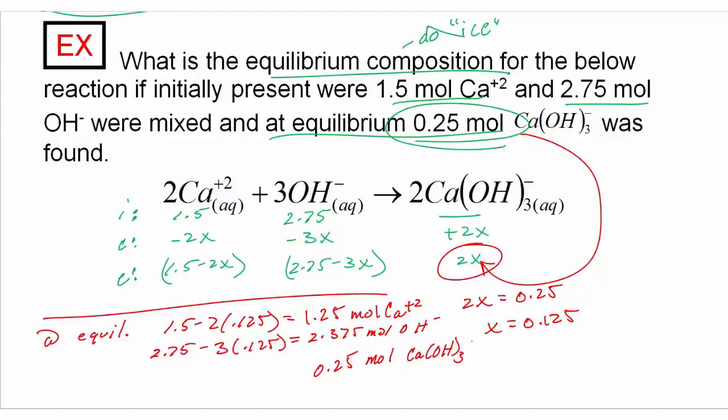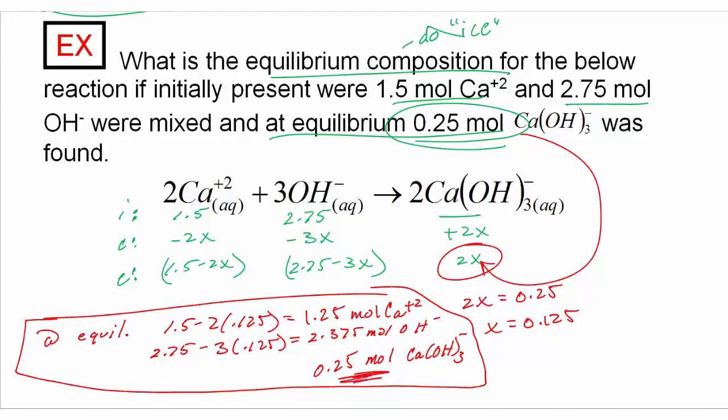There's my answers. And realize that that calcium hydroxide is 0.25. Don't write 0.125 for it, because that's X. Calcium hydroxide is 2X, which is 0.25 moles.